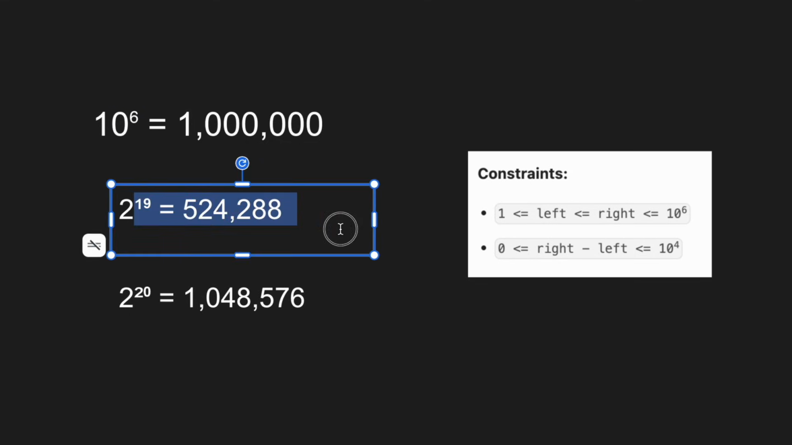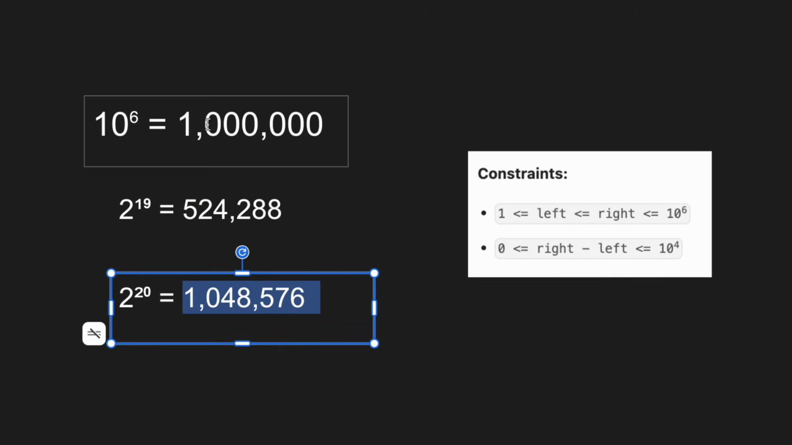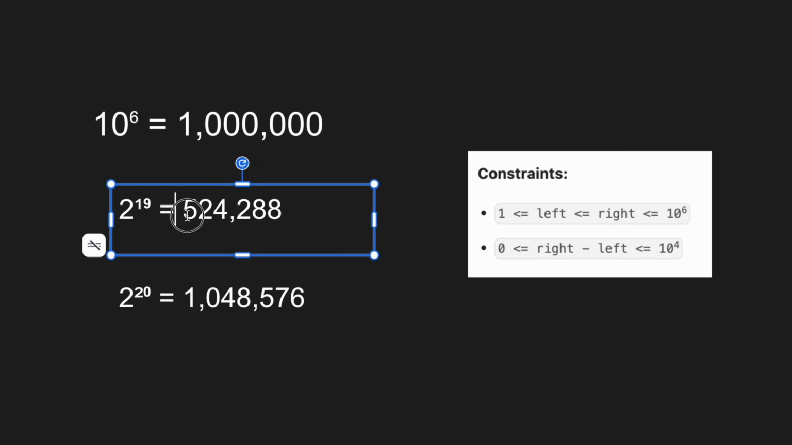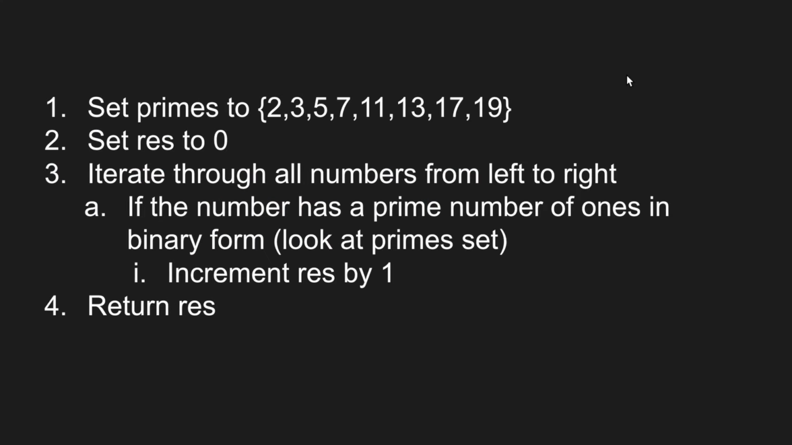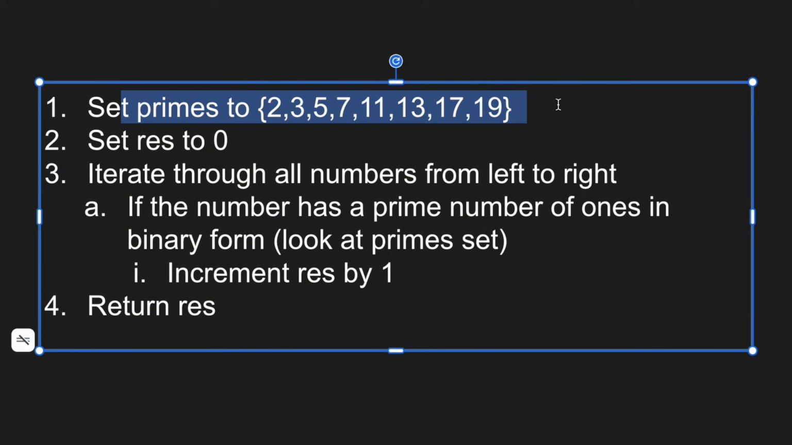We know that at most it will go up to 19 bits because 2 to the 19th will be this, and 2 to the 20th will be over 1 million. So we know that 19 would be the biggest prime number that we would need. So what we can do is we can just directly set the prime set to all the prime numbers up to 19, which would be this right here. And we will initialize result to 0.